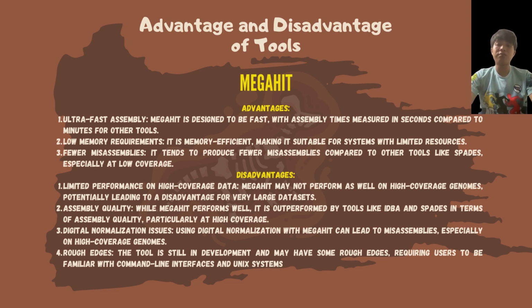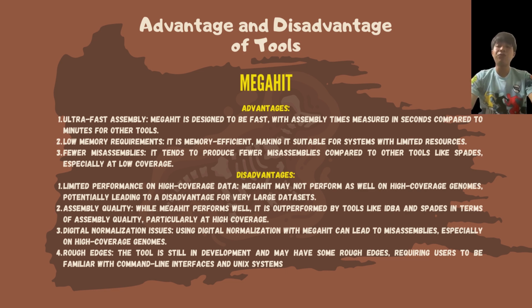MegaHit may not perform as well on high coverage genomes, potentially a disadvantage for very large datasets. Next is assembly quality. While MegaHit performs well, it is outperformed by tools like IDBA and SPAdes in terms of assembly quality, particularly at high coverage.